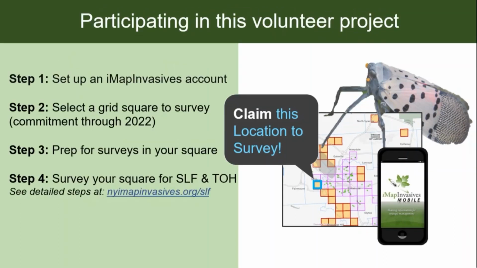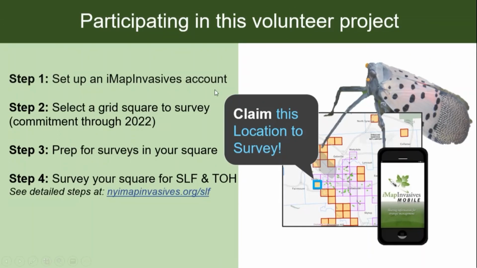But essentially what it looks like to participate in this volunteer project is all of our volunteers have to set up an iMap account. Then they can go into our grid square map and select a grid square to survey. And this is not a forever commitment. You're not forever tied down to that grid square. It's just an expectation that you'll conduct surveys in 2022 in that grid square.